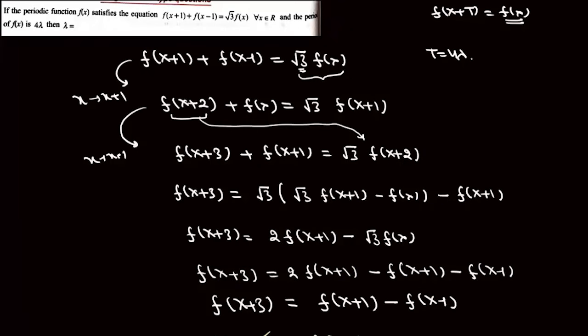So it says period is 4λ. So 4λ is equal to 12. That means the value of λ is 3. So the answer to this question is the value of λ is 3.